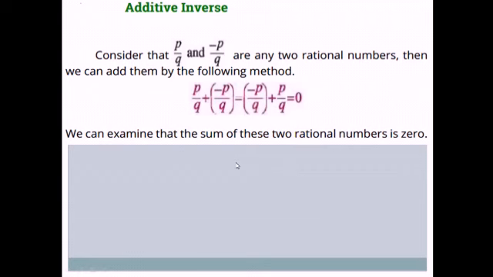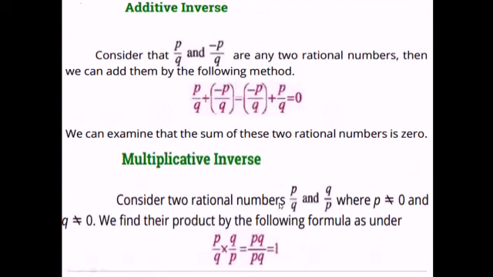Now come to the multiplicative inverse. Consider two rational numbers, P by Q and Q by P, the reciprocal of this number. The denominator will go in the numerator, the numerator will come in the denominator, where P is not equal to 0 and Q, the denominator, should not be equal to 0. Then we find their product by the following formula: numerator multiplied with numerator, and denominator multiplied with denominator. We get the same fraction. The numerator and the denominator are both the same, so we cancel and get the answer 1. So this is multiplicative inverse.